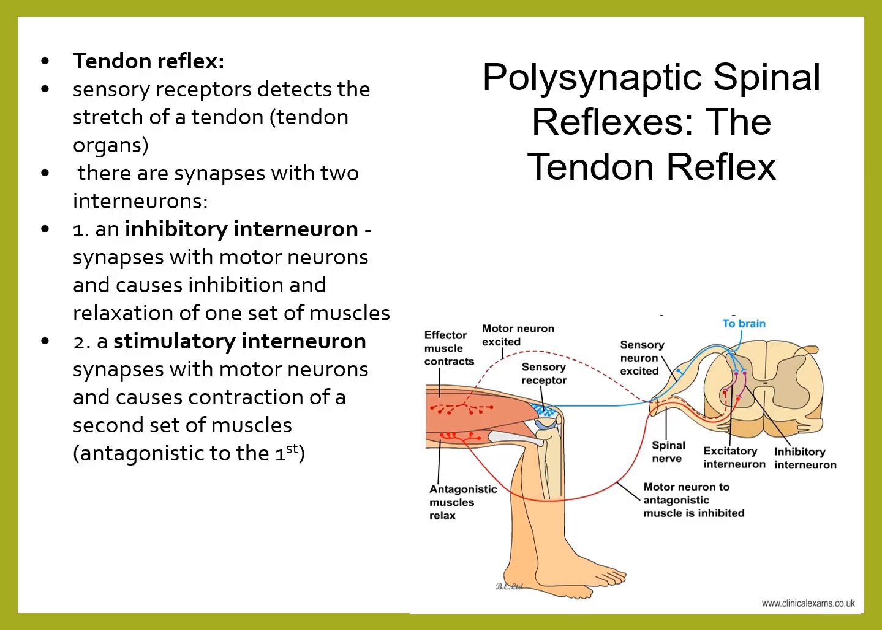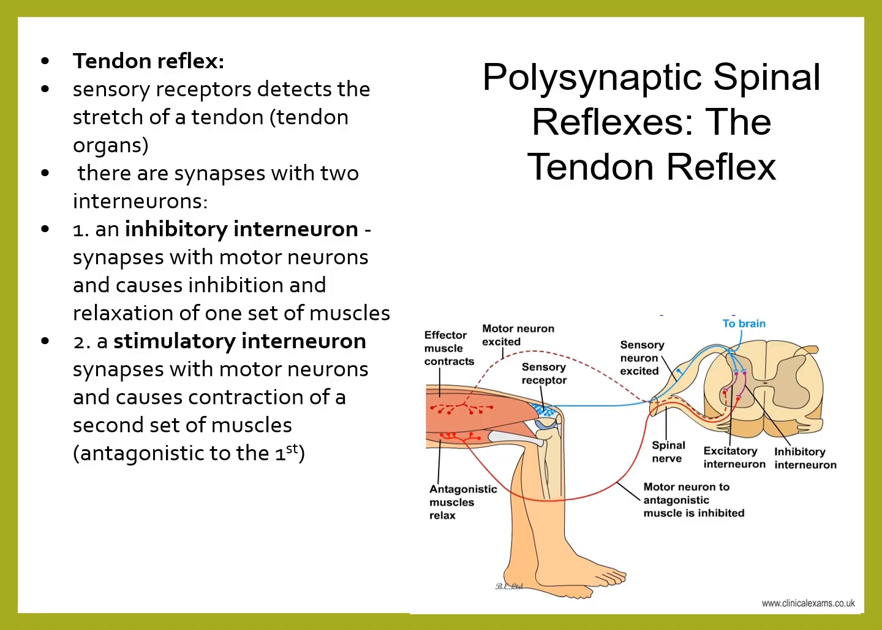In a tendon reflex, sensory receptors are going to detect the stretch of a tendon. There's going to be specialized sensory receptors that are referred to as tendon organs. They are involved, again, in a process we call proprioception. We're going to come back to tendon organs, and we're going to talk about them in a subsequent lecture when we talk about muscle spindles.